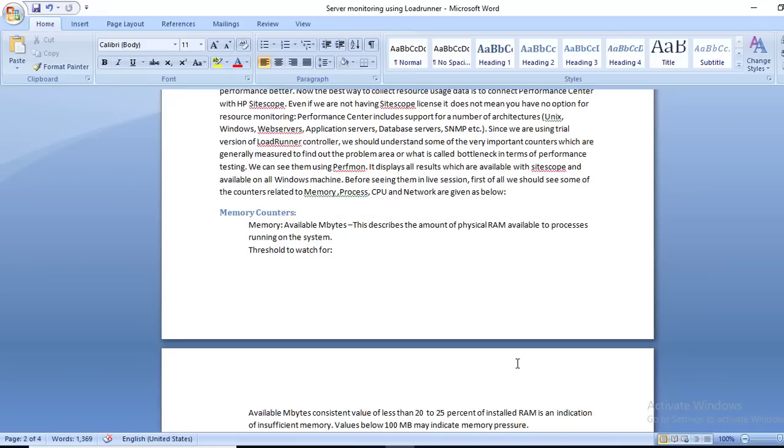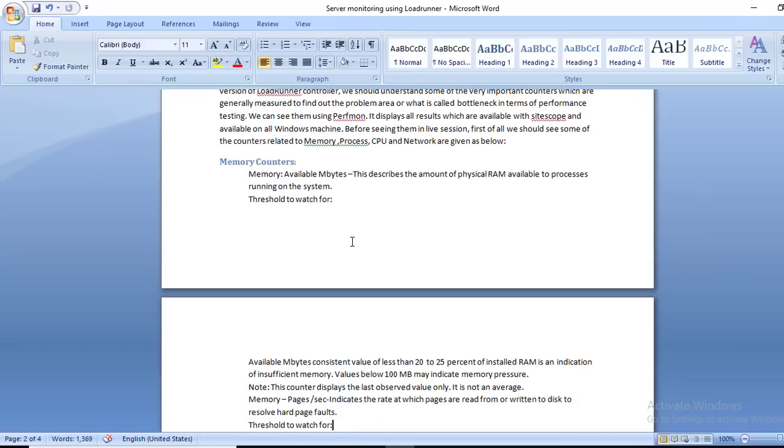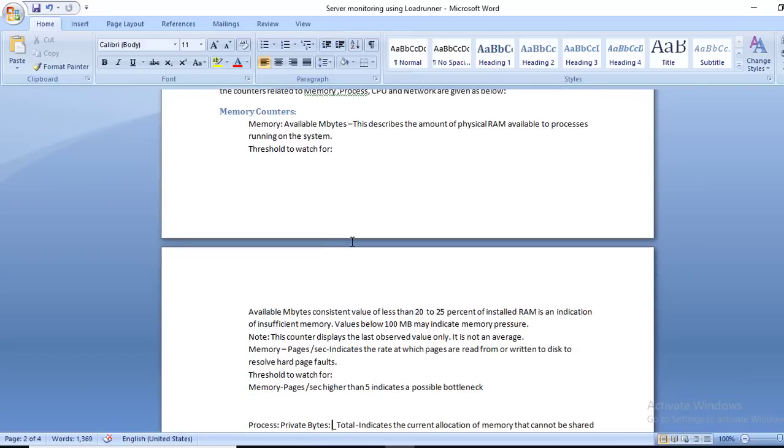Memory counters. This describes the amount of physical RAM available to processes running on the system. This is Available MBytes: the amount of physical RAM available to processes running on the system. Now it should be available in sufficient quantity so that all the required processes can run. Now, the result to watch for.